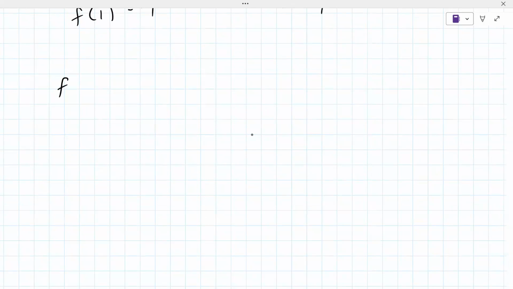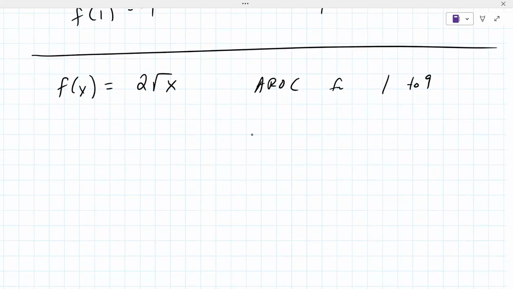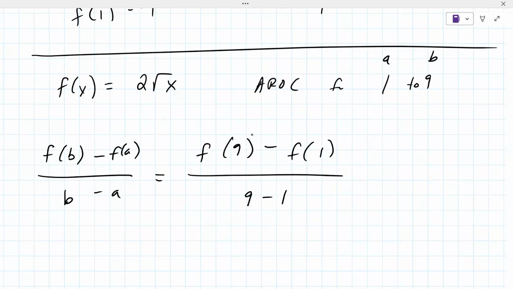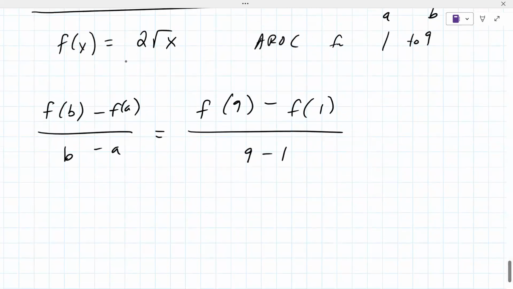Let's say f of x is 2 square root of x, and I want the average rate of change from 1 to 9. So completely new problem, new function. Okay. So the formula is f of b minus f of a over b minus a. They're going to give you an a and a b. They have to. You're not expected to come up with them on your own. You do have to evaluate the function. So you have to find f of 9 and f of 1.